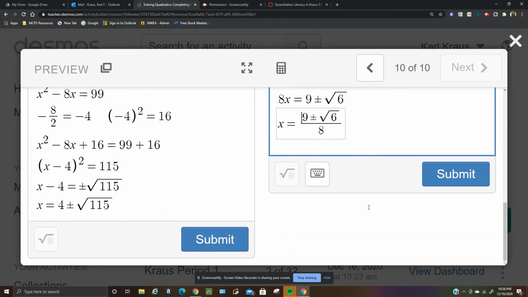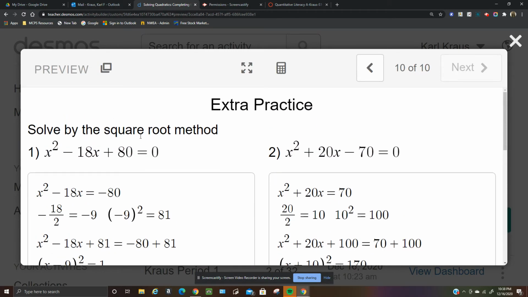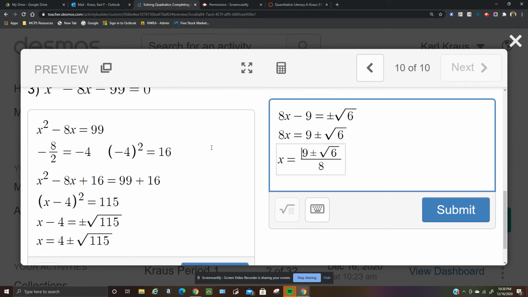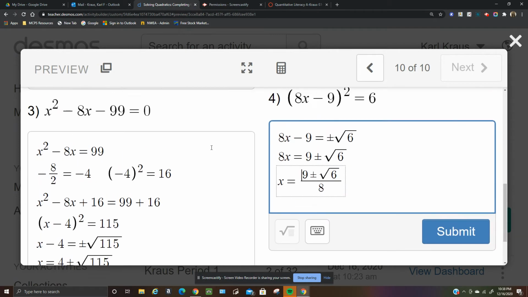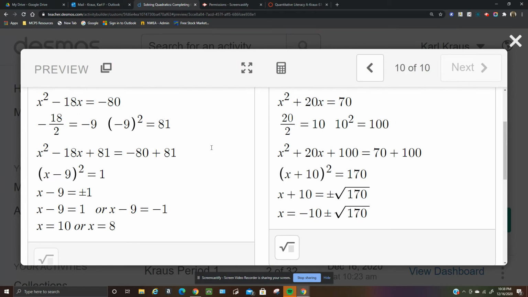And that's all 10 slides there. So this last direction should be solve by square root method or completing the square. 3 of them you have to complete the square. And 1 you could use a square root method.